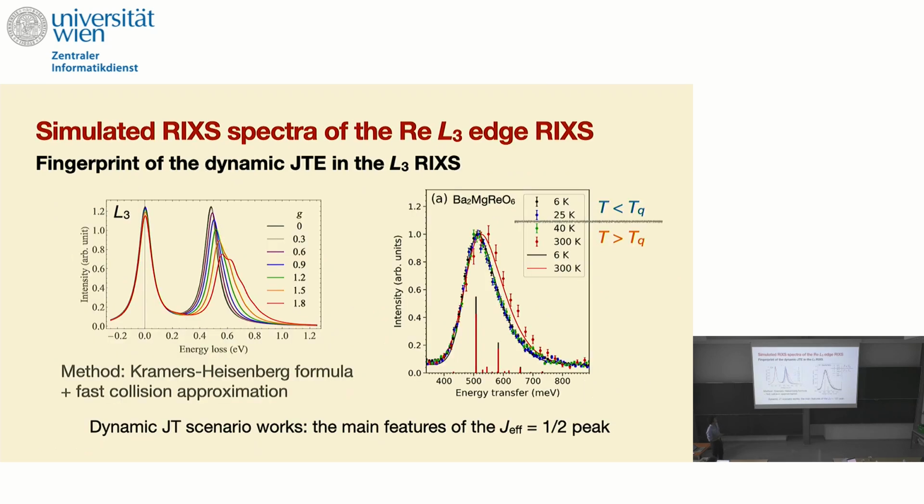And now, on top of it, we simulated L3 RIXS spectra. This is the spectrum without electron-phonon coupling. g equals 0 is the spectrum without electron-phonon coupling, and I obtain a symmetric peak. But increasing the electron-phonon coupling, the peak becomes asymmetric. And this asymmetry is in line with the experimental data at the J effective 1/2 peak.